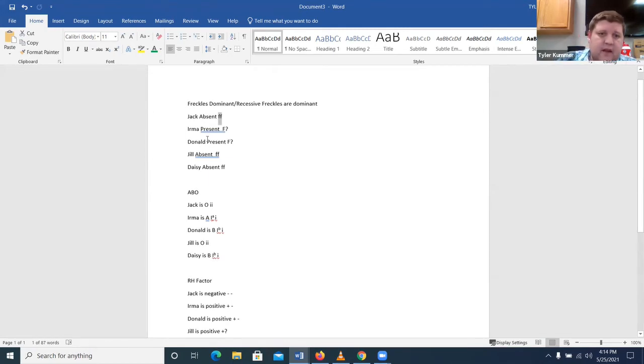homozygous recessive. Irma had freckles, so we know she must have at least one dominant allele, but we know that Irma, that's Jack's mom, must have a recessive allele as well. And we know that because Jack ended up with two recessive alleles. He can only get one from each parent. And so we know that Irma has to have one there.